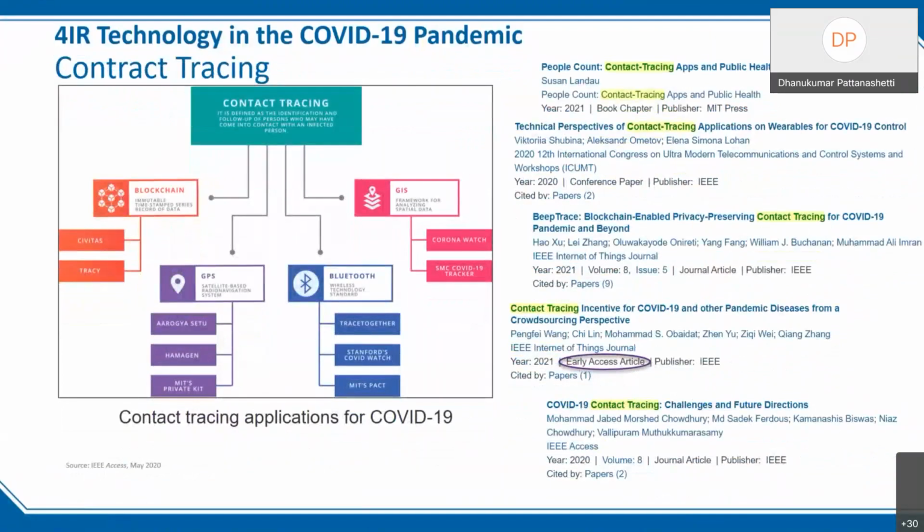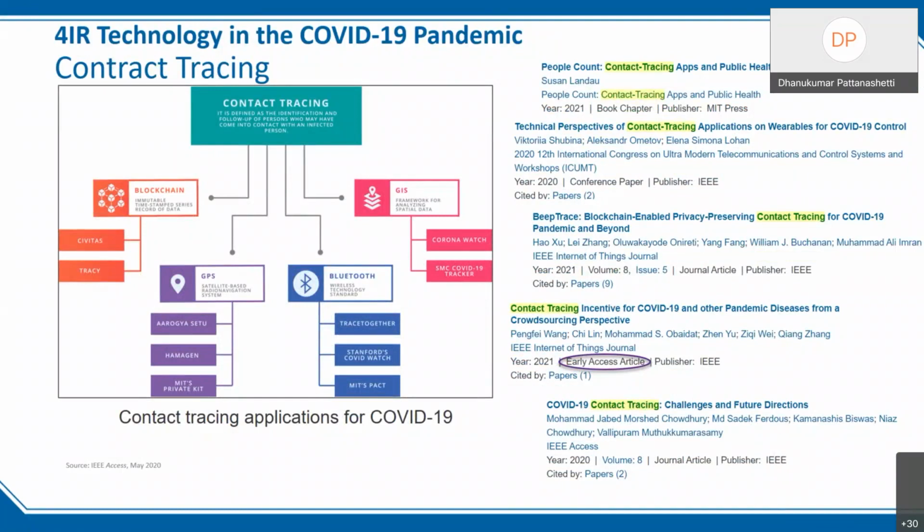We also have contact tracing. Everybody got to know, even my parents got to know, my grandmother got to know during the pandemic outbreak, the contact tracing, how the contact tracing applications there are COVID-19. So if you look at this around, we have around 200 articles in this research area.